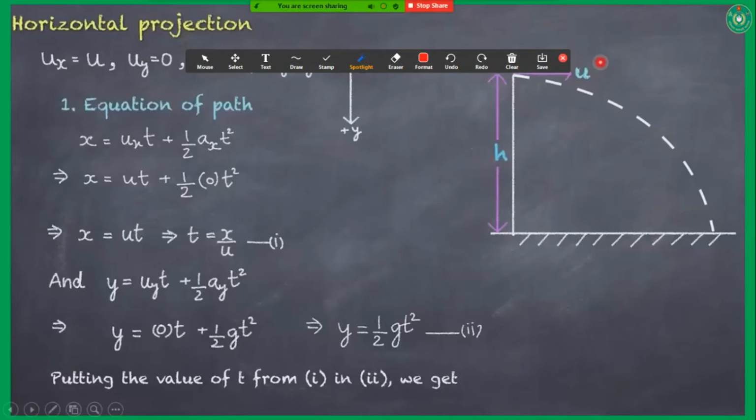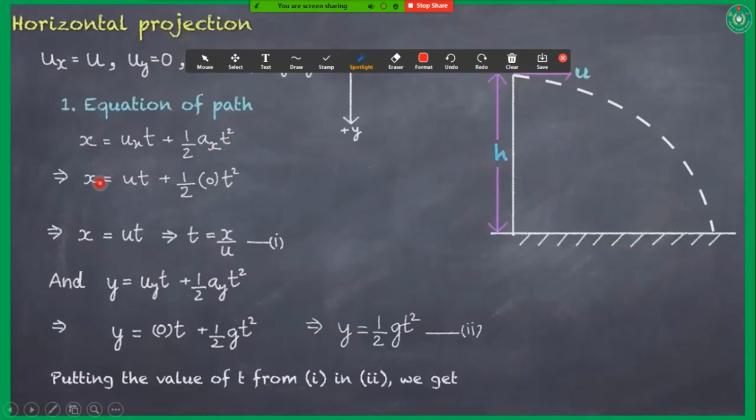Let us suppose you are standing here and you are throwing a ball along this horizontal line. After covering some distance, the path of this ball will be like this. So now we are going to find out the equation of the horizontally projected projectile.